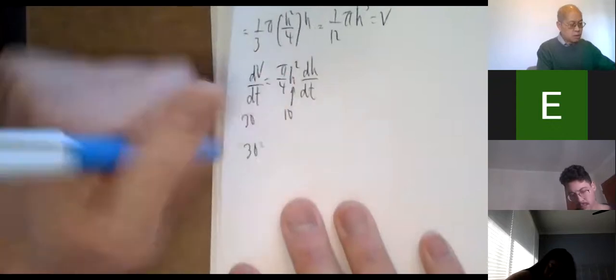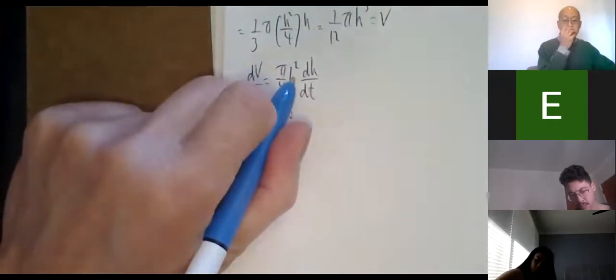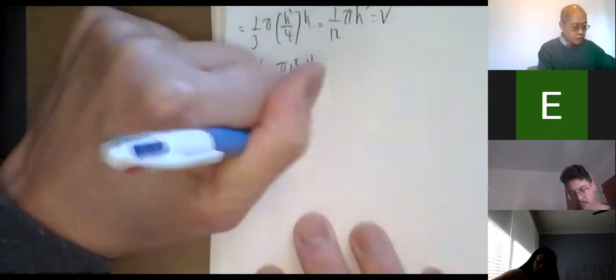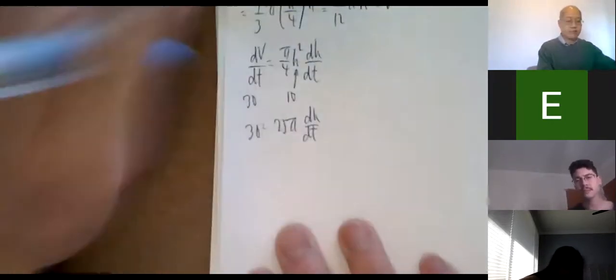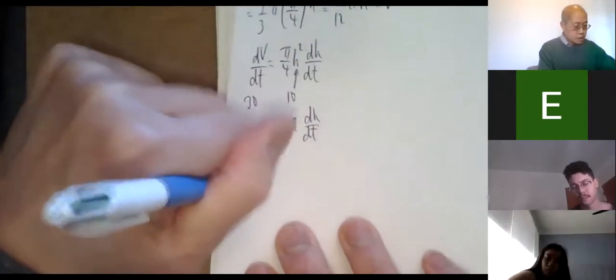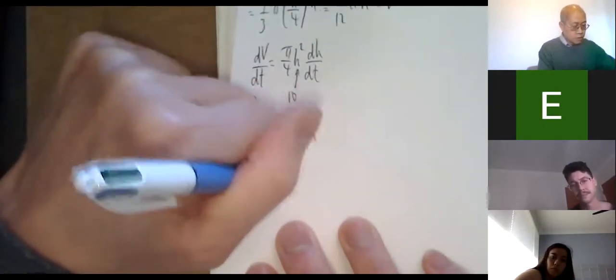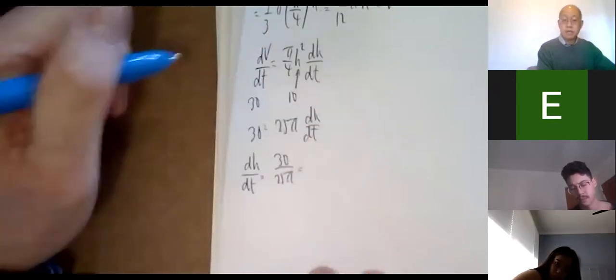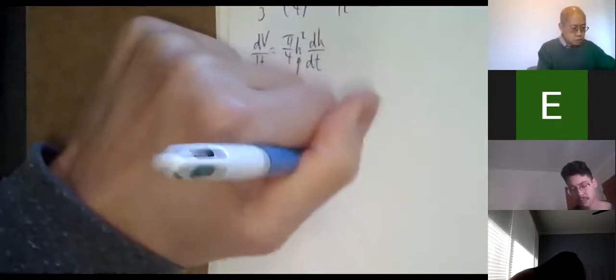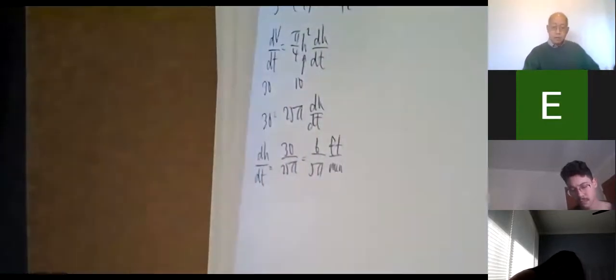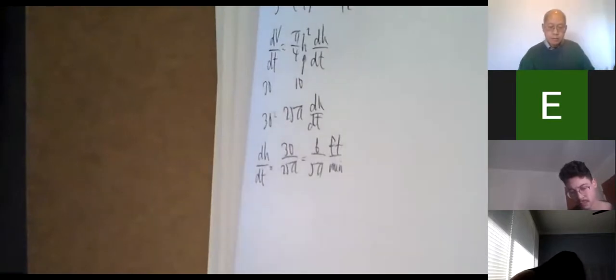So 30 is equal to 10 squared is 100. 100 divided by 4 is 25. Pi dh/dt. Divide both sides by 25 pi. dh/dt is 30 over 25 pi, which is 6 over 5 pi. And let's see, height per time. So that's going to be feet per minute. Okay.